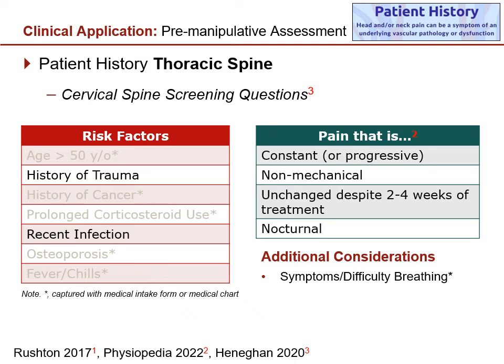Okay, and if we look at the risk factors, with considerations for those that are otherwise going to be already screened for you within the medical intake form, you can see that the risk factors you still need to ask about are history of trauma, which likely will come in not only for the mechanism of injury, but also remote history of trauma is important, and then recent infections. And then additional considerations that are unique for the thoracic spine are symptoms and or difficulty with breathing. Though there's shortness of breath on the intake form, that may take further coaxing and teasing out with your questioning.